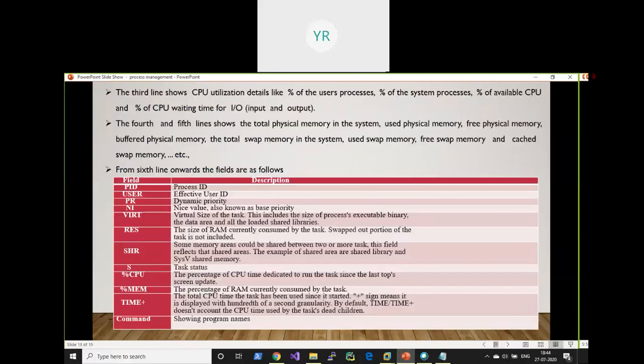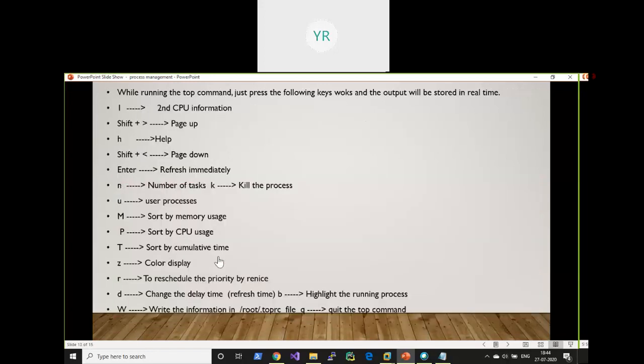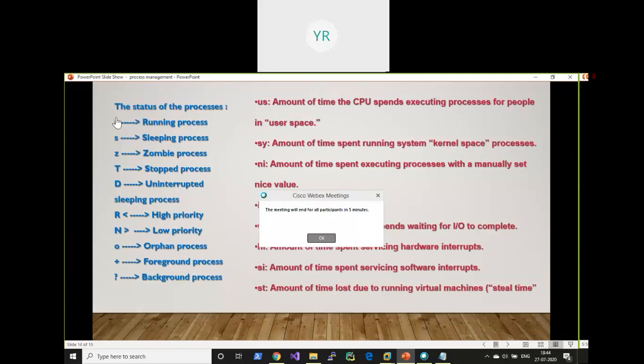Okay, so already all these things I told you. Yes, shared memory, all this. Okay, it was over. These options, I have also given information about all these options. So if you want to see that, you can use the H command after executing the top command.